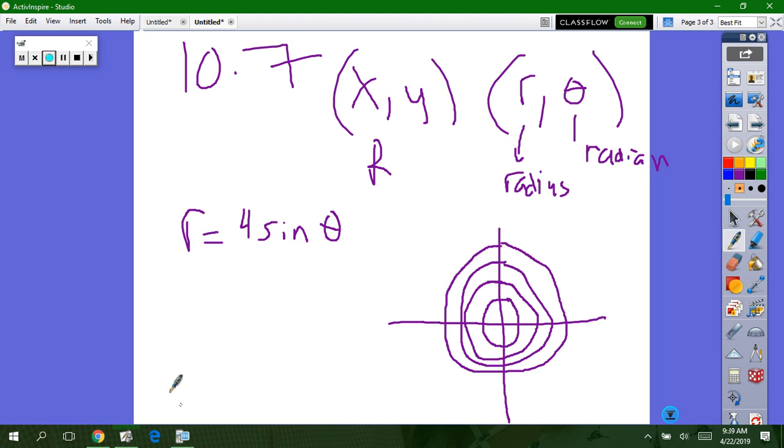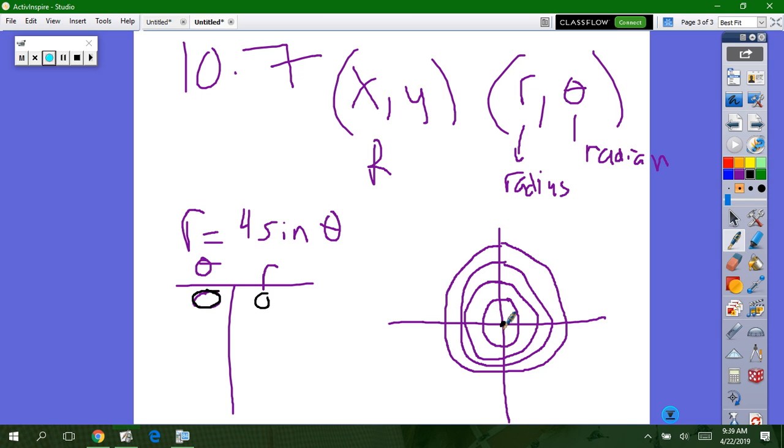All right, so let's go ahead and do a T-chart. Notice R is dependent on theta in here, meaning if I plug in thetas, I'll get R values. What theta value should I plug in first, do you think? 0 is a nice one, isn't it? So I plug in 0. Sine of 0 is 0. 0 times 4 is 0. So notice I'm right here at the origin. 0, 0. 0 radius and 0 radians.